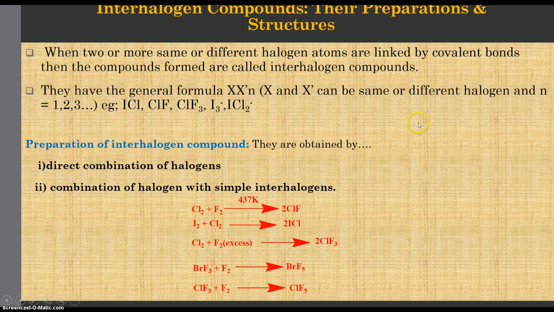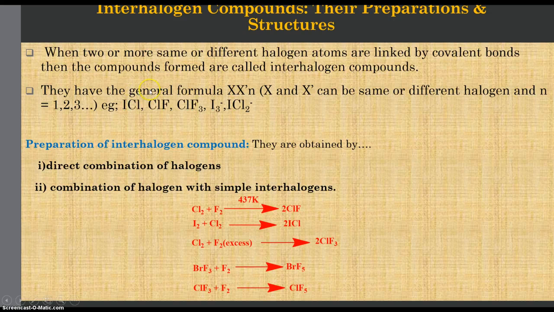Now let's move on to the most important topic of this chapter, interhalogen compounds, their properties, preparations and structures. So what are interhalogen compounds? Interhalogen compounds are compounds where two or more same or different halogen atoms are linked by covalent bonds. From the name itself, it's clear that interhalogen compounds are formed by the combination of two or more halogen atoms. They might be the same, they might be different.